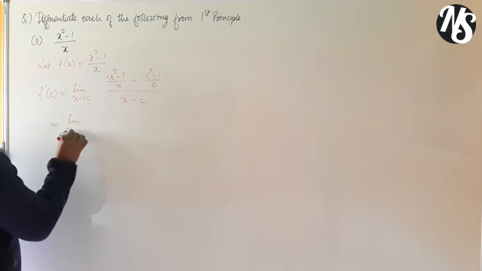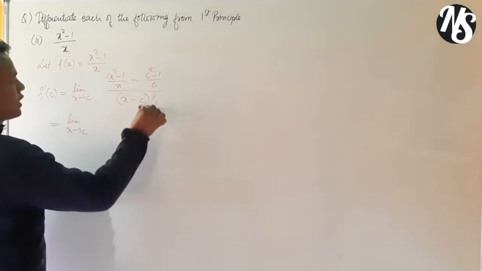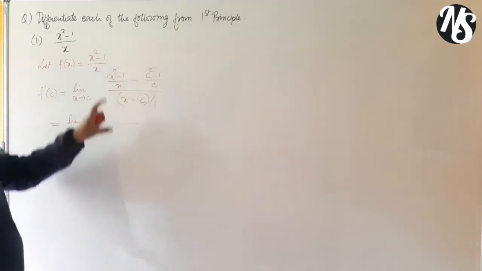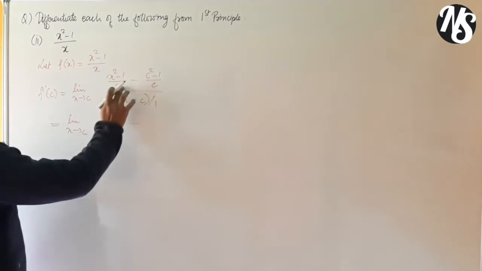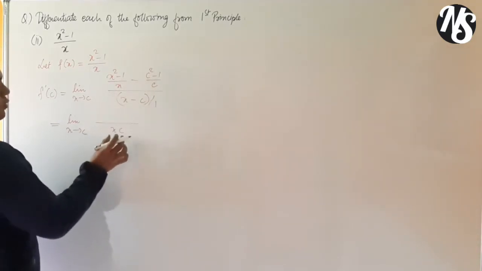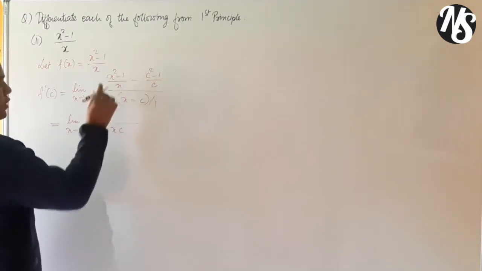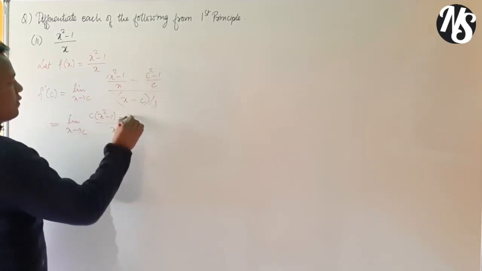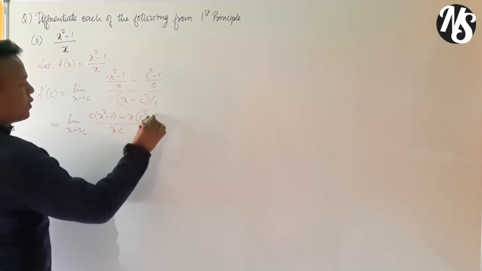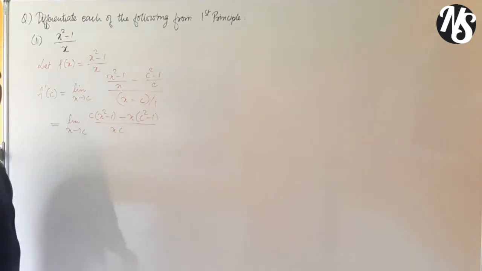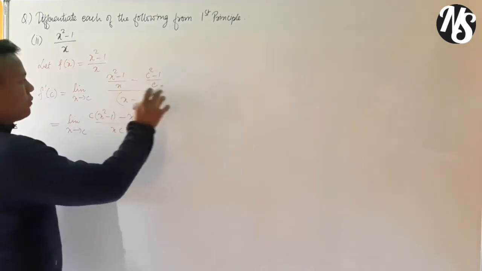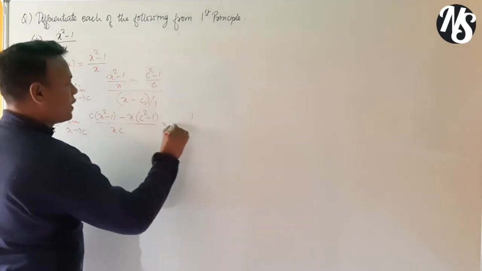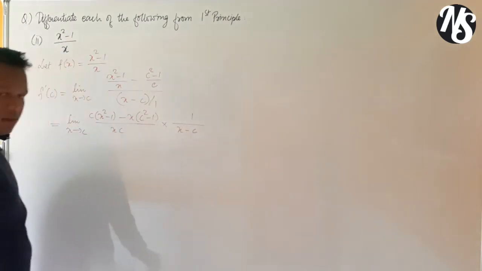Okay, so let's quickly evaluate this. So this is limit x tends to c. So as usual, I am writing this as this much. So let me simplify the numerator. So the LCM is xc. So divide this by x, you will get c. So you will get c into x square minus 1 minus, similarly you will have x minus x into c square minus 1. So this is the simplified version of numerator. Now I am writing this line, that is division, as multiplication. This becomes 1 by x minus c, right?